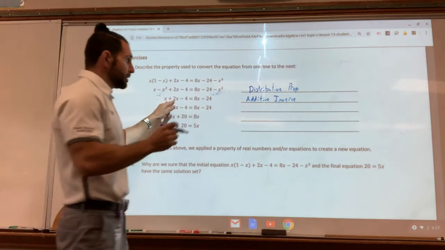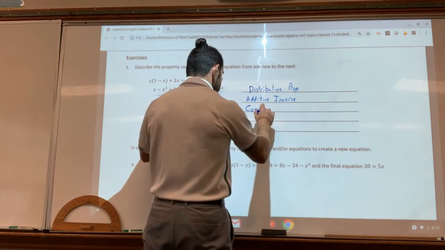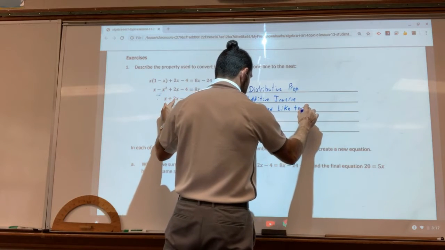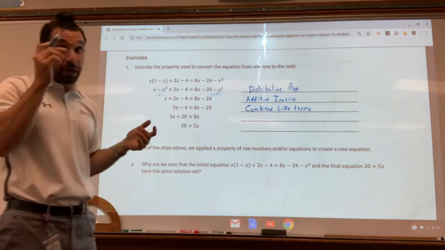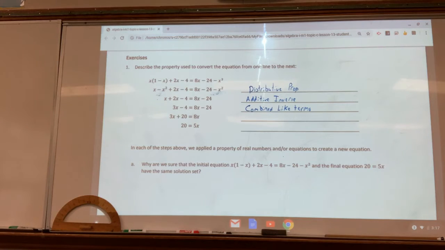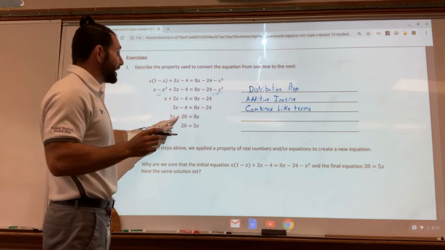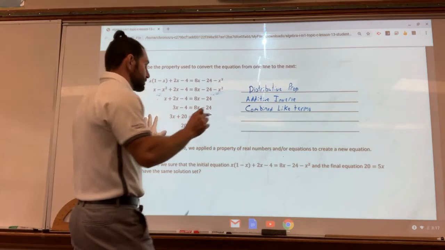So what did we do? Well, we combined like terms. Okay, there is no other better way for that. We simplified. We combined like terms. Over here, what did we do? We used the additive inverse of 24.